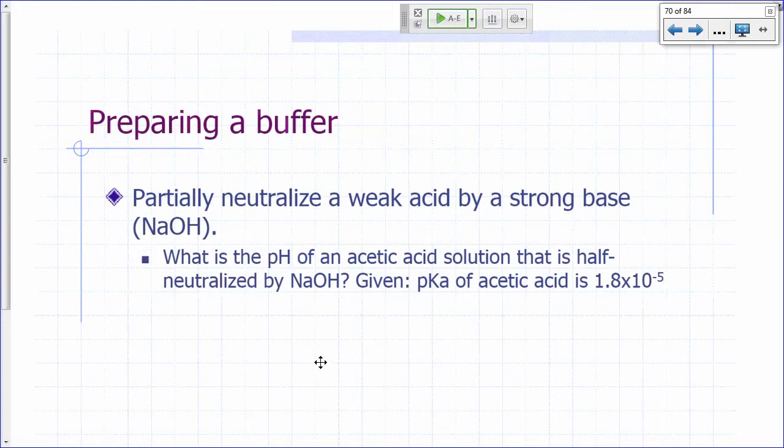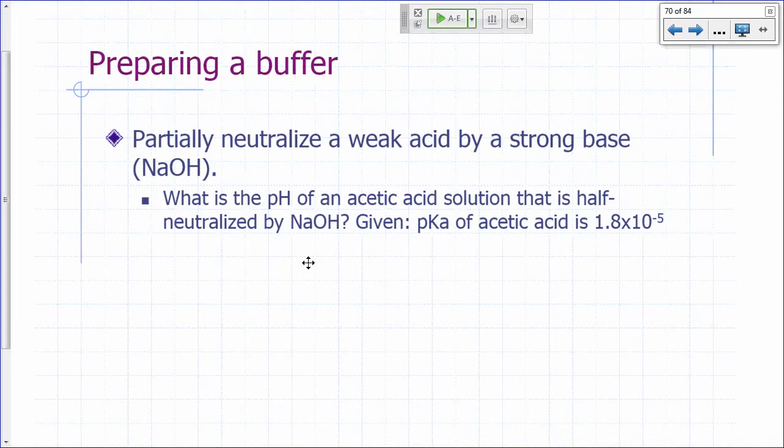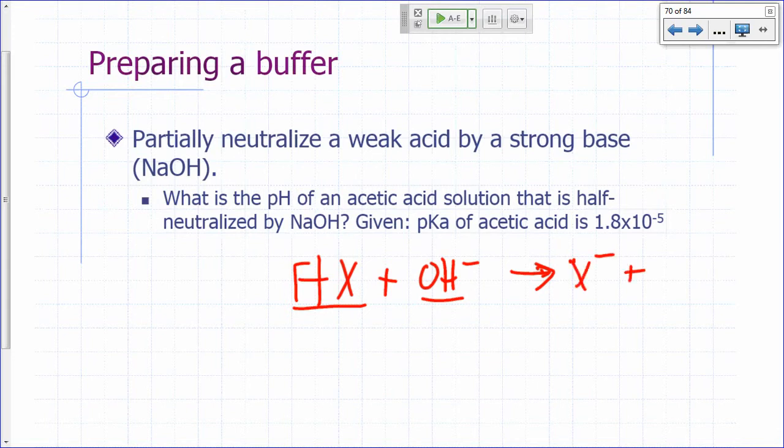For example, acetic acid, you can half neutralize it with sodium hydroxide. What would be the pH of that solution? And why would that work? Well, let's say you have a weak acid, HX. If you add sodium hydroxide to it, what does this give you? HX plus hydroxide. That's a complete reaction, because if you calculate the Keq for this, it's going to be a big number. Weak acid plus strong base, pretty much a complete reaction. So that's going to give you X minus plus water.